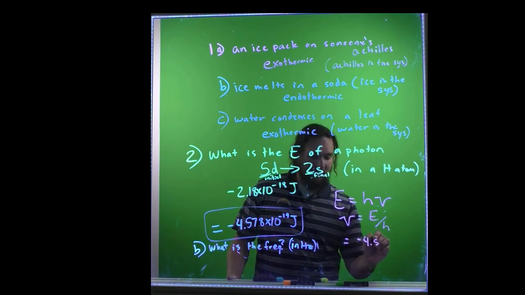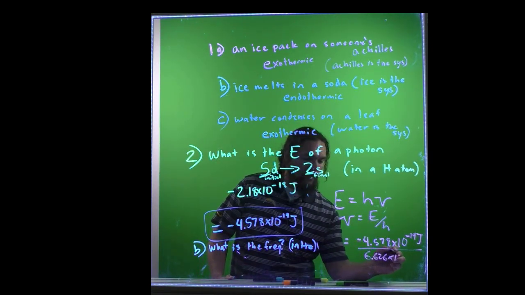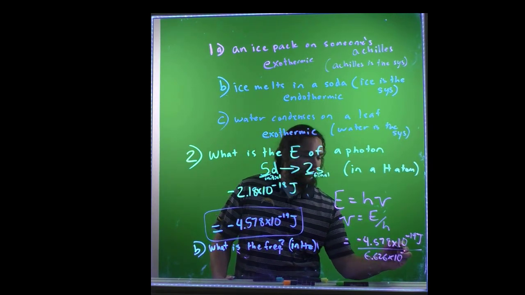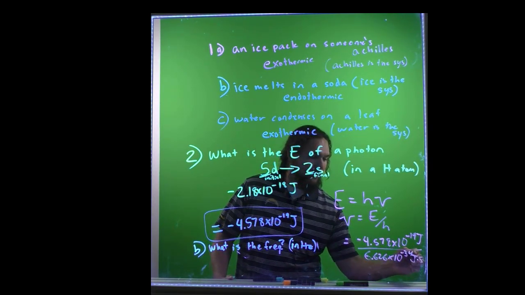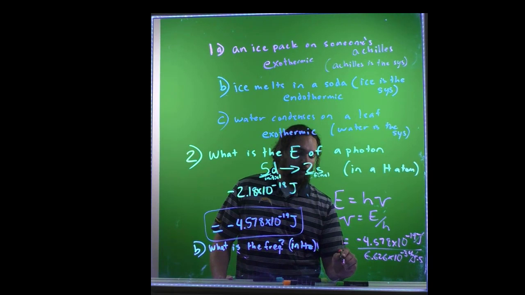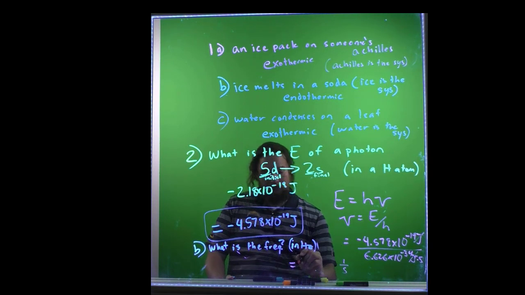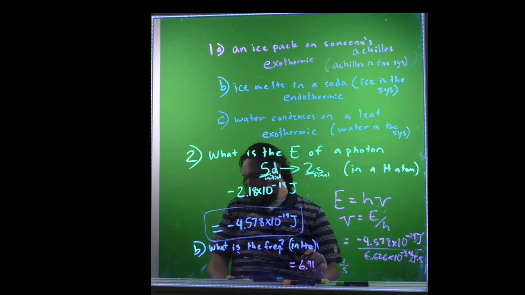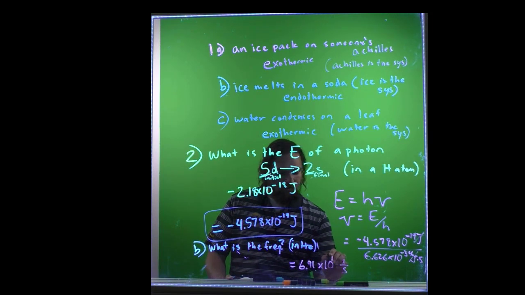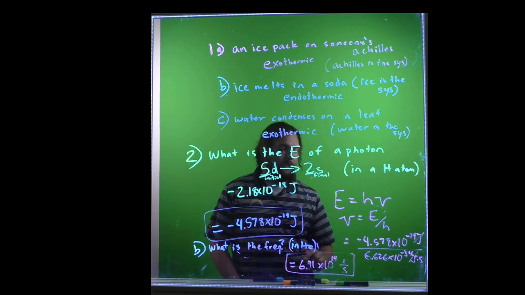So if we just plug in these values, negative 4.578 times 10 to the negative 19 joules divided by h, which is Planck's constant, 6.626 times 10 to the negative 34 joule seconds. Notice how joules cancel. The units will be in 1 over seconds, which is equal to hertz. And this gives us a value of 6.91 times 10 to the 14 1 over seconds, or 6.91 times 10 to the 14 hertz.